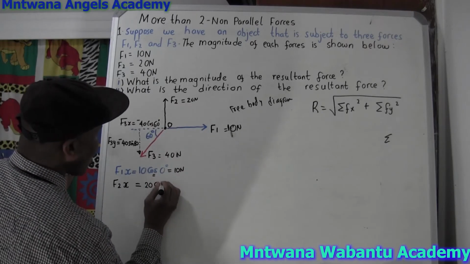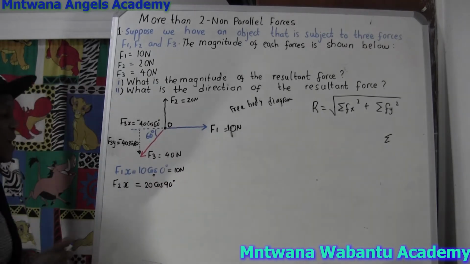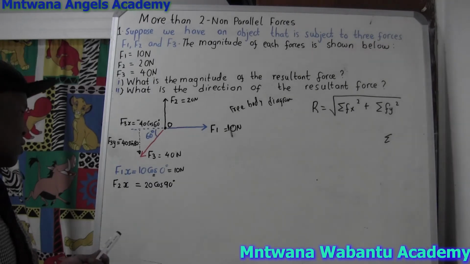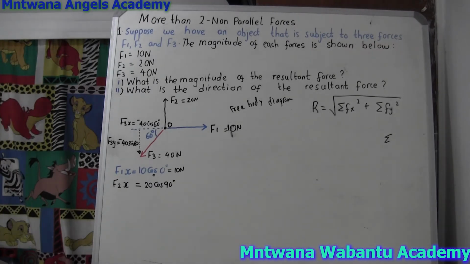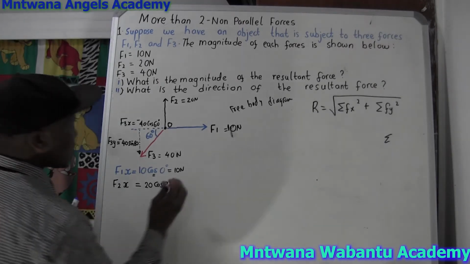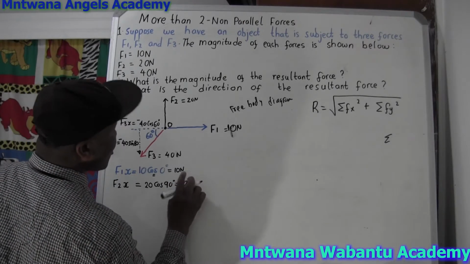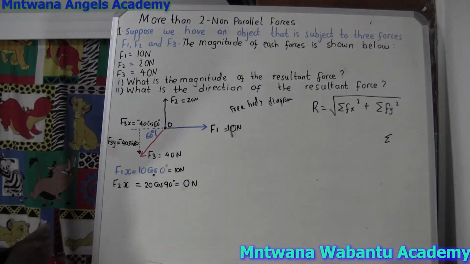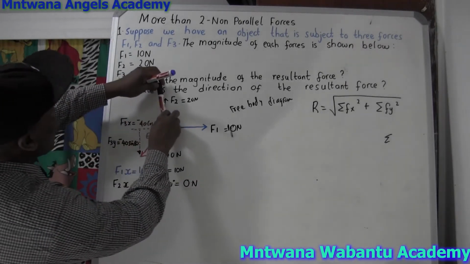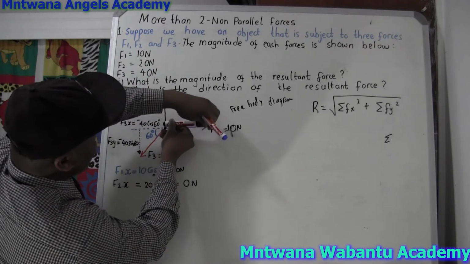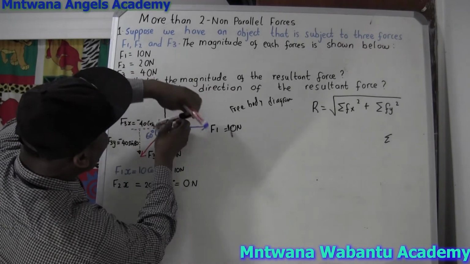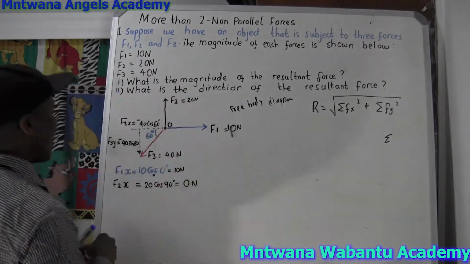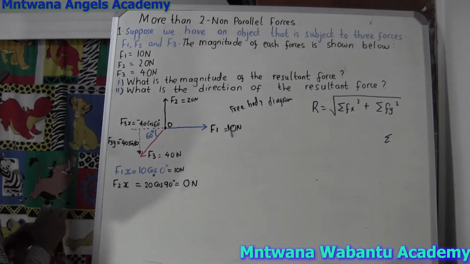So I'm going to say cos of 90. But what is cos of 90? Cos of 90 equals 0. So this is going to be 20, oh no, 0, excuse me. 0 times anything equals 0. So this is 0 Newton, F2x, because it's facing up. If I want to make it horizontal, it must turn angle 90. Okay, now 0. Now let's go F3x.